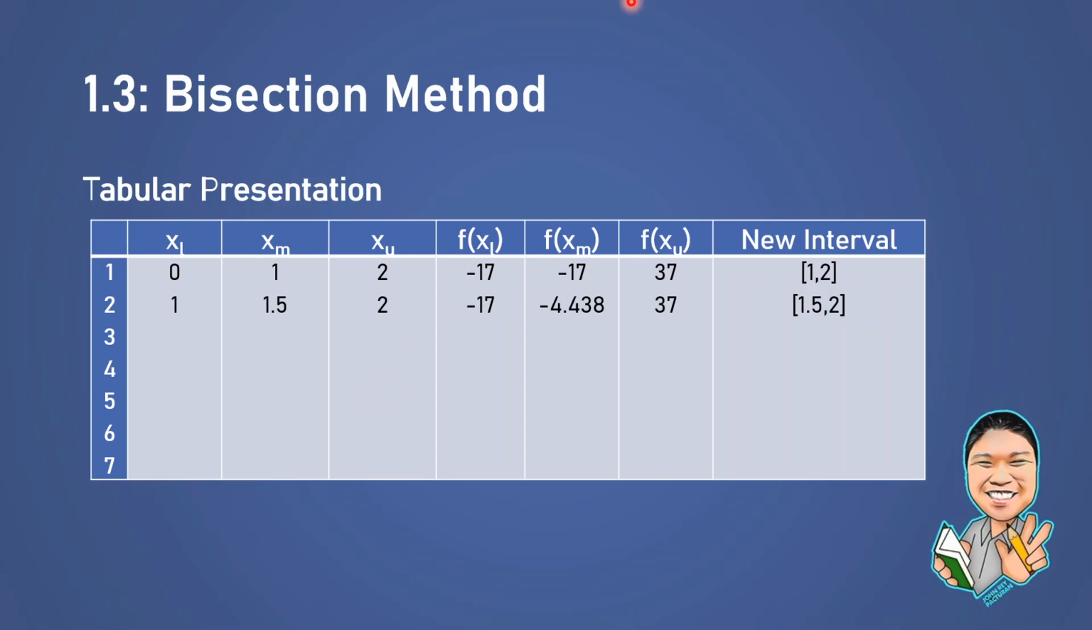Another tabular solution, ito lang siya. 1, 1.5, 2, f of x sub L, f of x sub M, f of x sub U. And since ito, negative, biglang positive, so 1.5 to 2. Mas maganda nga kapag may tabular presentation ng solution kasi mas madali siyang maintindihan.